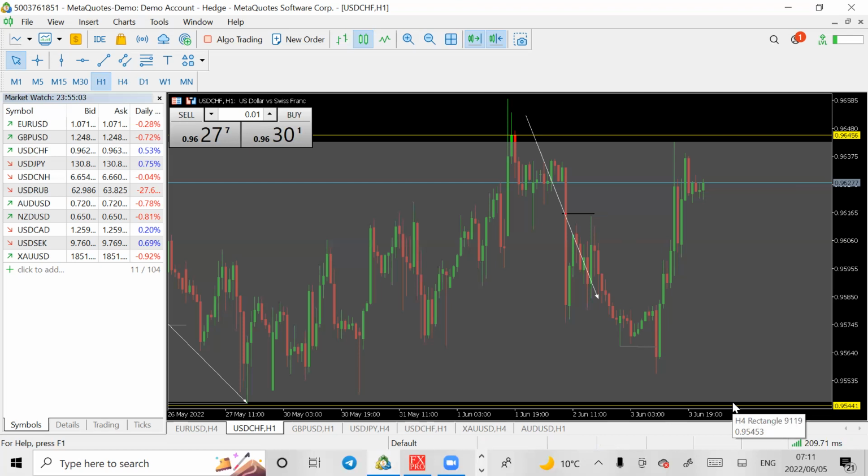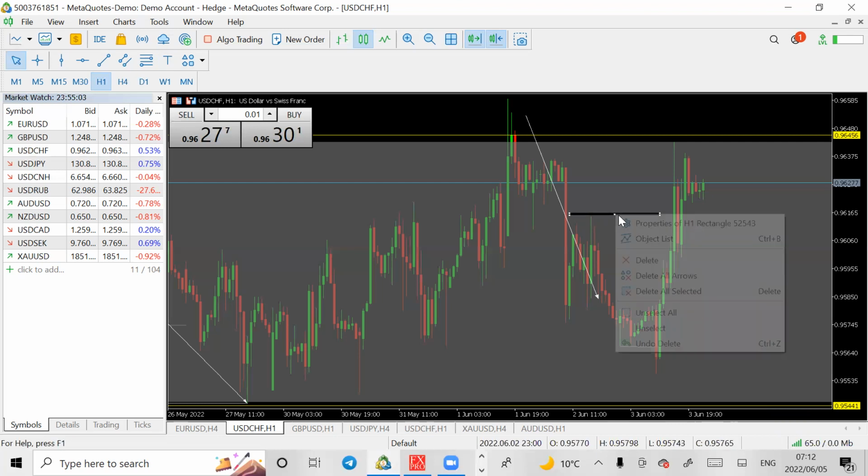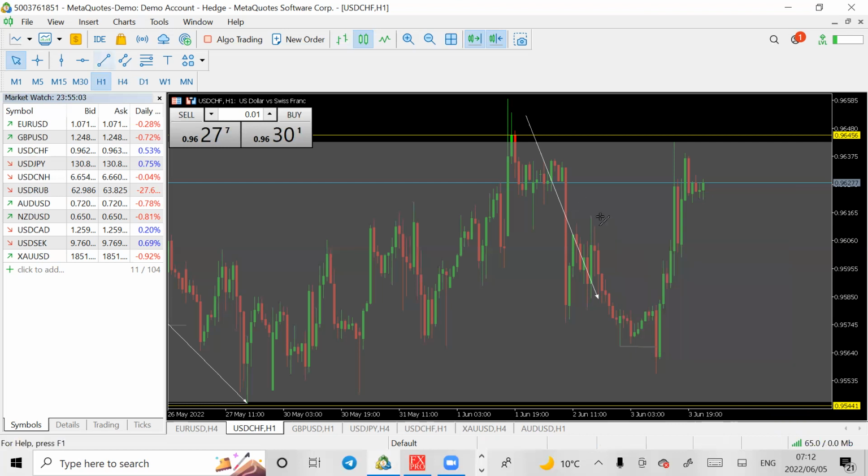Yes, it failed to make a new lower low, so it changed the intent. Changing the intent, it took out the previous lower high, which we have here. This lower high, we call it the first break of structure. When the trend is changing, we call it BOS. So we're going to name this as our BOS on 1 hour.